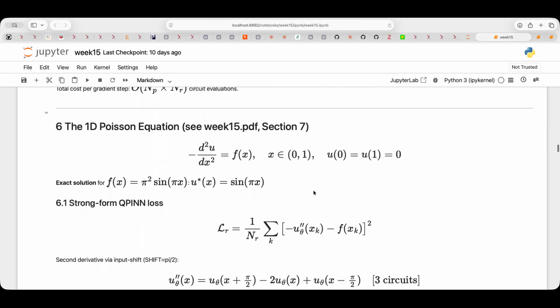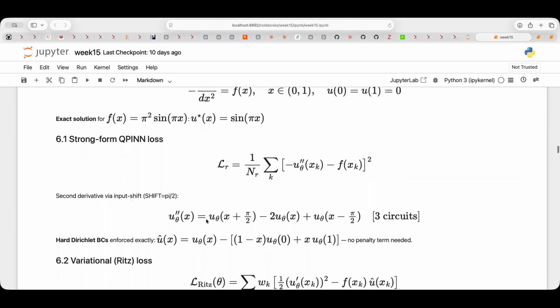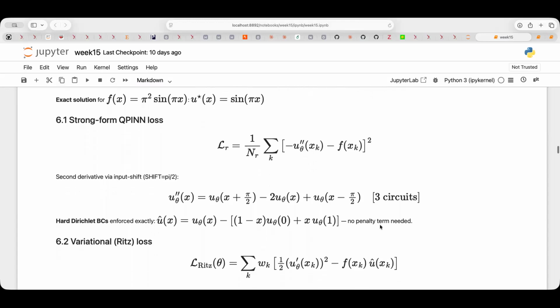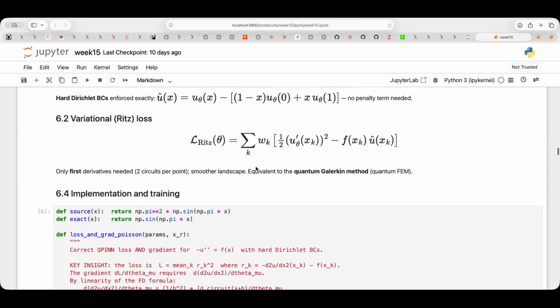So this is the problem we are looking at. So the loss function is this one. The second derivatives are then calculated via the input shift. So this is a 3-point rule for approximating the second derivative. And then we have the Dirichlet boundary conditions, which are enforced exactly. So this is just the boundary condition. You can have a Ritz loss, which is also another possibility where you would have parameters to optimize here. But let's just focus on the standard way of doing it.